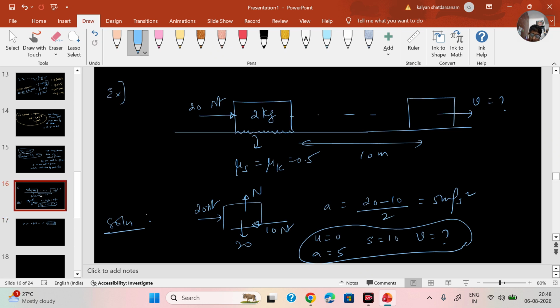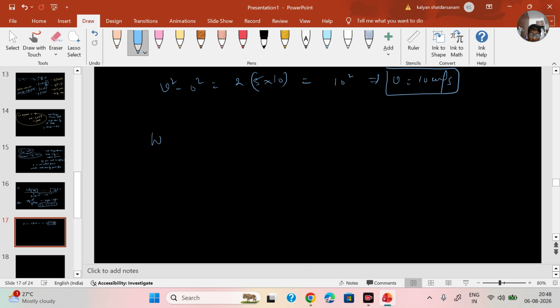Now I can also solve this problem using the work energy theorem. How do I solve it? Work done by your applied force of 20 Newton plus work done by the friction, which is kinetic, plus work done by mg plus work done by normal. Work done by every force acting on the block I am taking into account will be change in kinetic energy, KE final minus KE initial. Initially the block was at rest, so KE initial is 0.